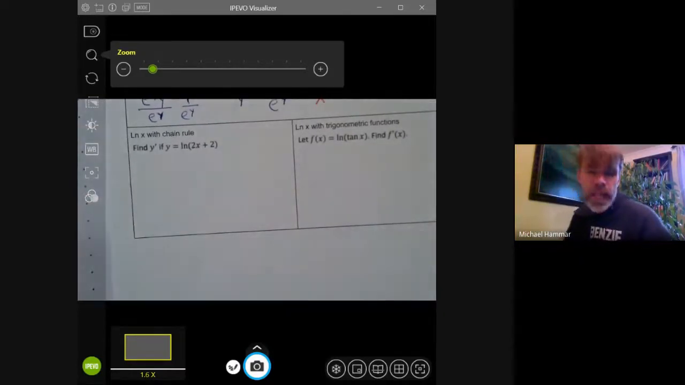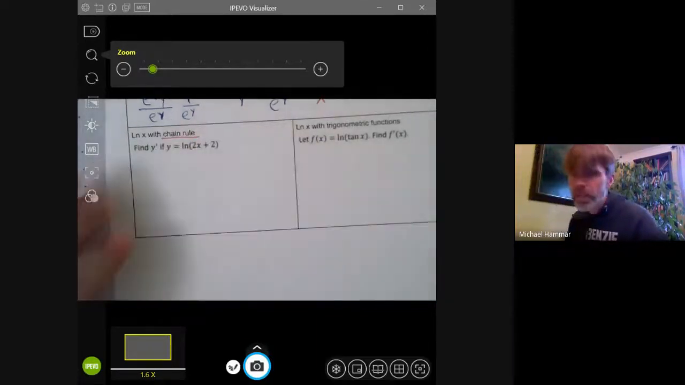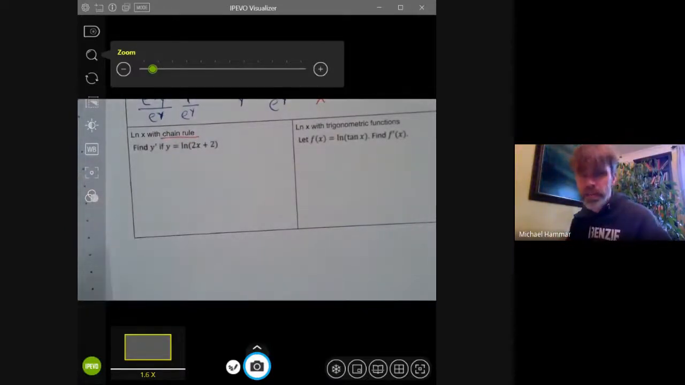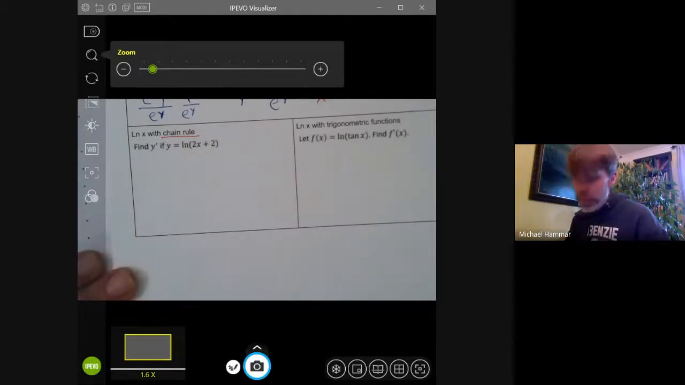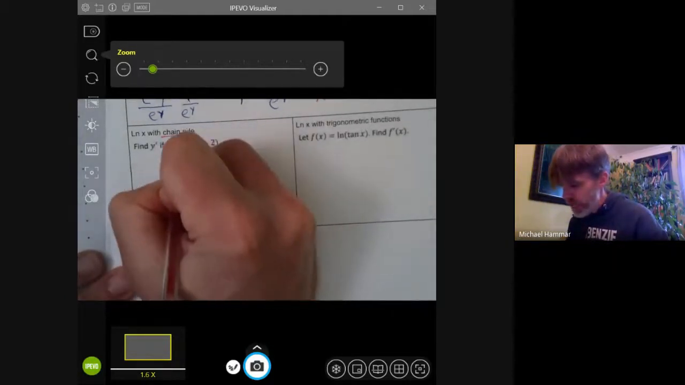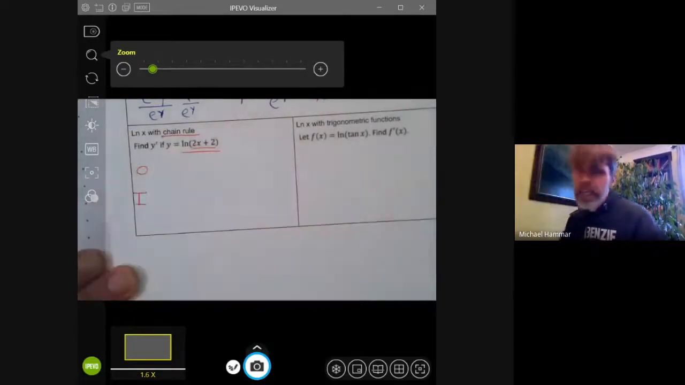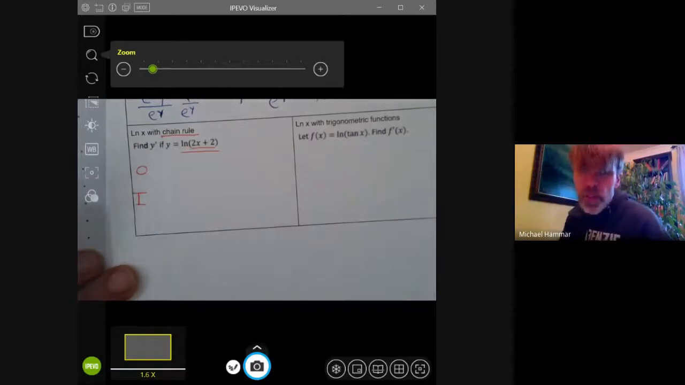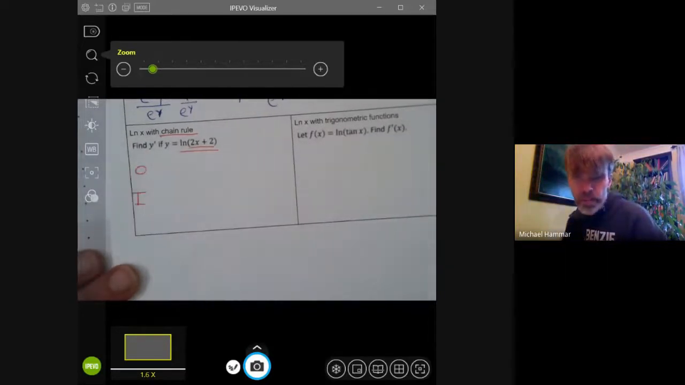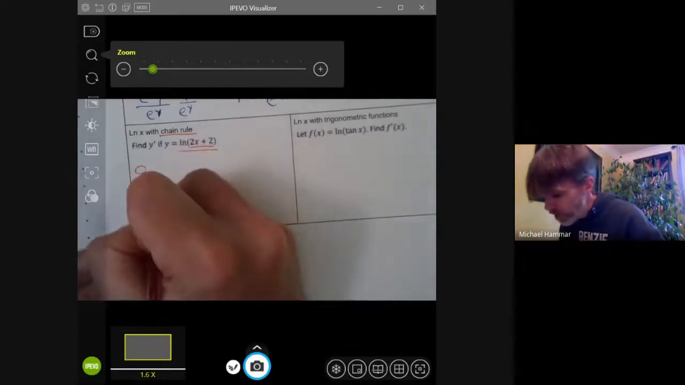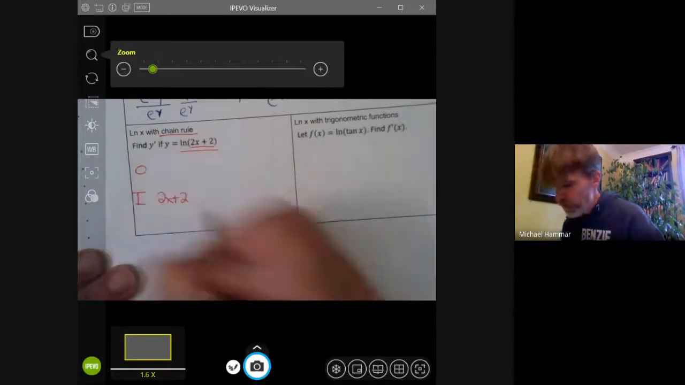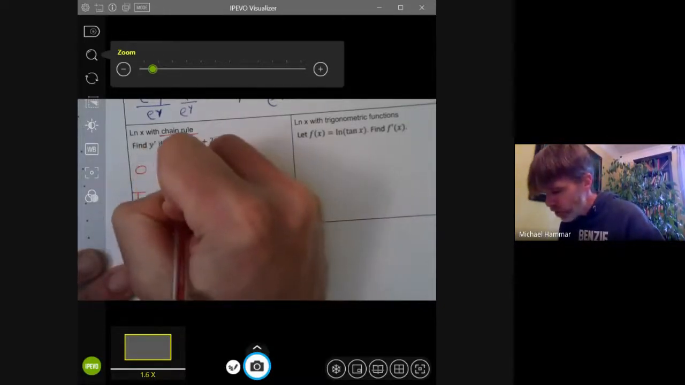Okay? So let's take a look at two final things. And of course, these last two are just going to involve the chain rule. So with the chain rule, you have to remember that inside-outside function idea. So clearly, when you look at this, you can see there is an inside function, and there is an outside function. So let's set this up. And again, at any point in time, you can stop the video, try it yourself, and then follow the work. Okay, so my inside function is 2x plus 2. My outside function is the natural log of x.